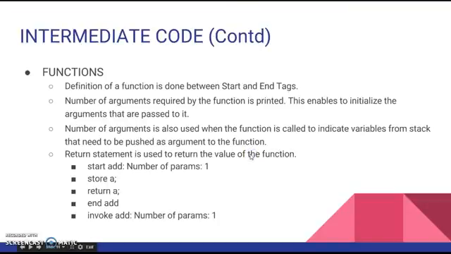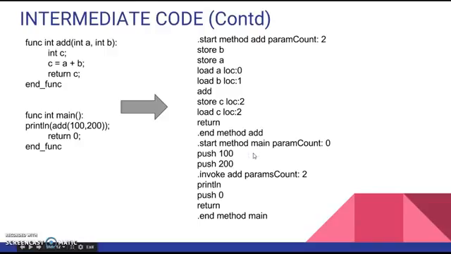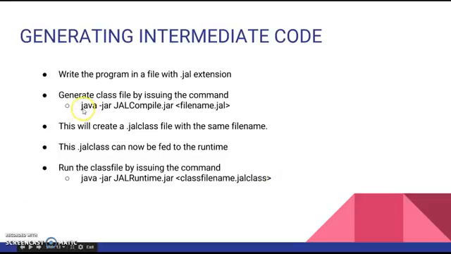For functions, we have the start and end tags. We also specify the number of arguments. This helps us to retain the correct number of arguments when the function is invoked. The return keyword simply returns the top of the stack. One can generate the intermediate code using the command as shown here. The generated intermediate code can now be fed into the runtime for execution.